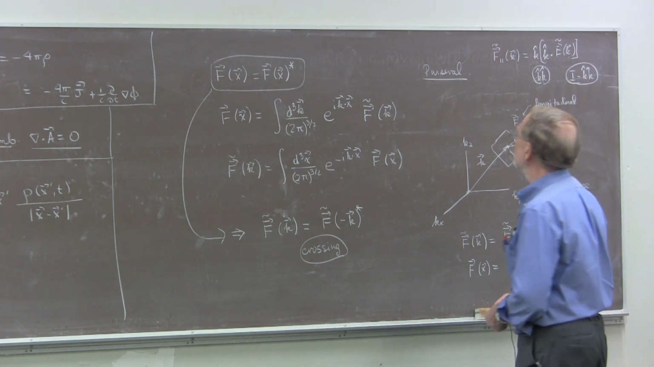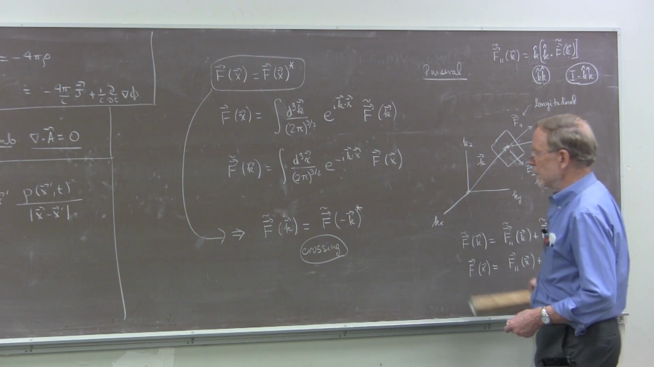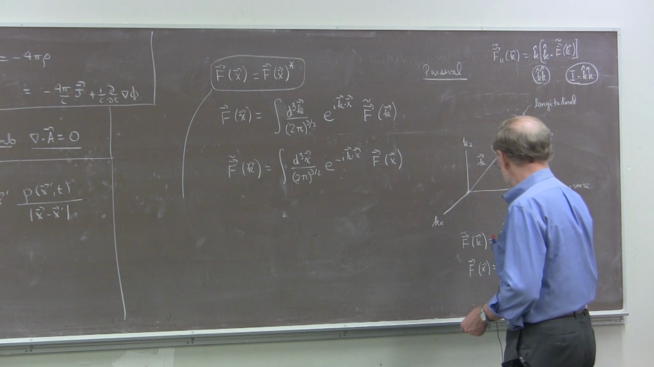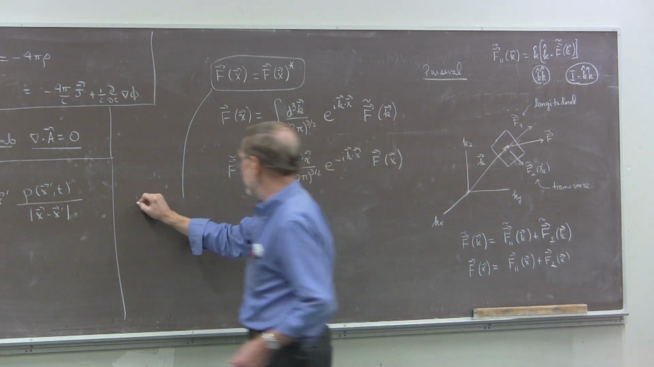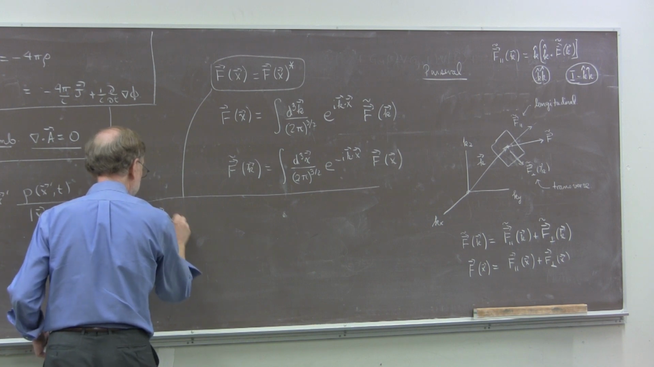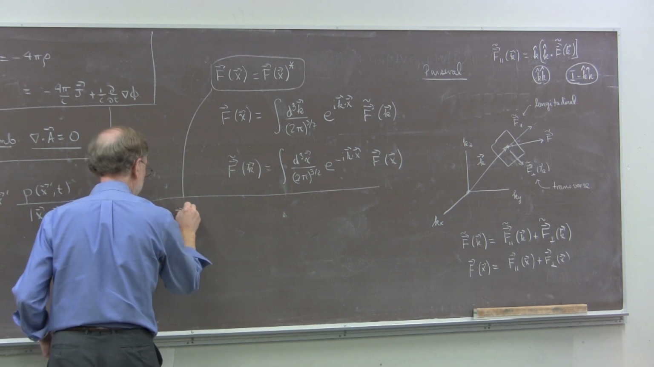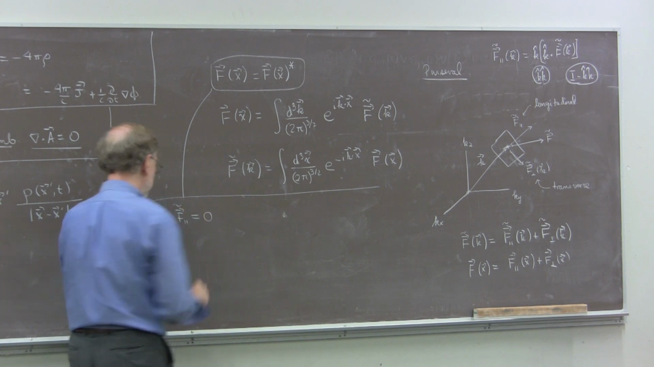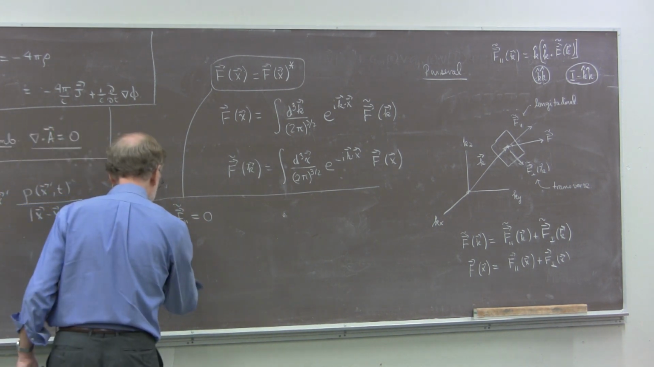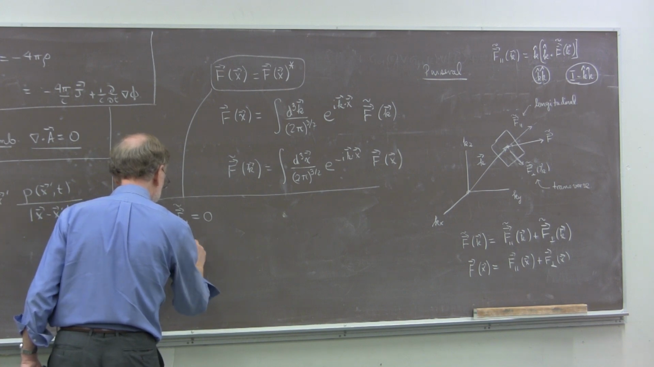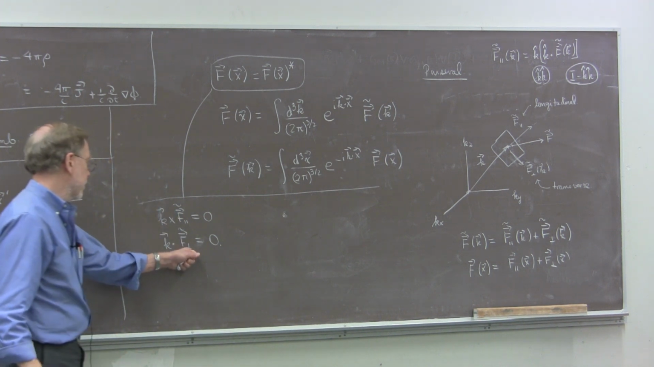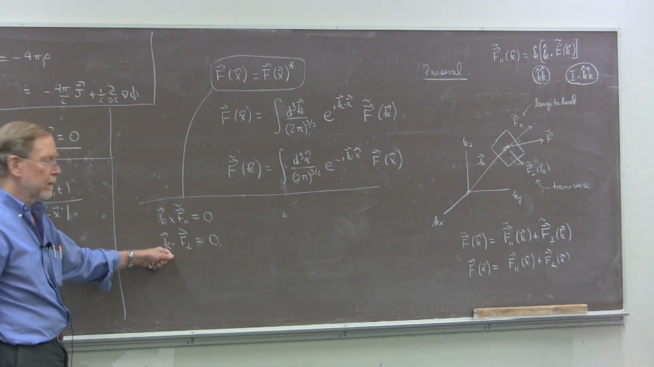Now, let me erase this crossing relation to make some little room here. Here's just some things to note, is that in K-space, the K crossed into the longitudinal part of the vector field is 0 because the longitudinal part is parallel to K. And likewise, K dotted into the transverse part of the vector field in K-space is also equal to 0 because the transverse part is perpendicular to K.